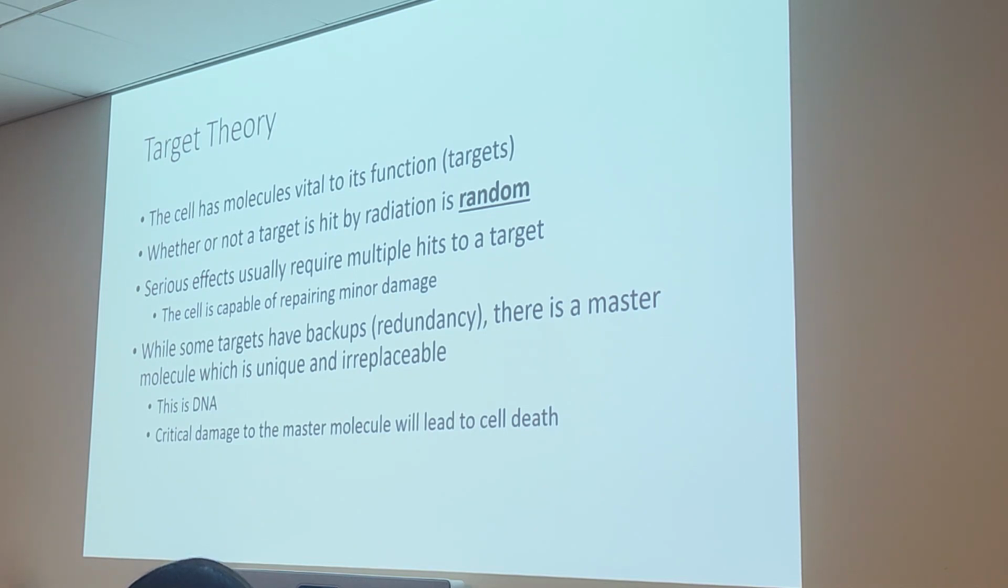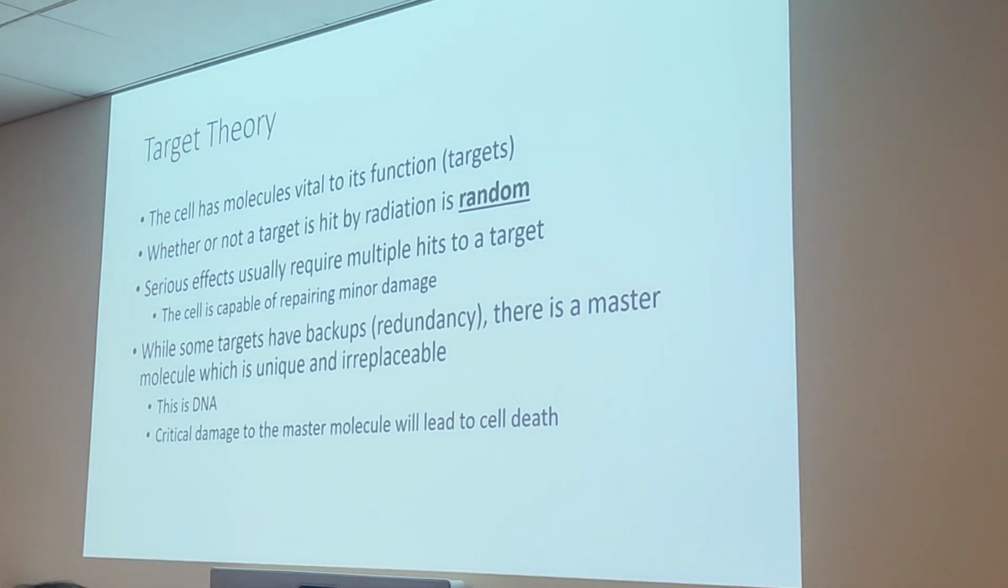Target theory, we have talked about this before. The idea is that the cell has molecules vital to its function. If one of these targets gets hit, the cell is going to die. So these are going to be very, very important molecules to the cell. Proteins, for example, could be targets. The thing is that most targets have backups. You've got a lot of targets, right? Lots of proteins, lots of enzymes.